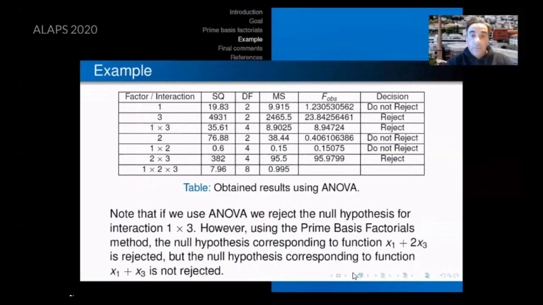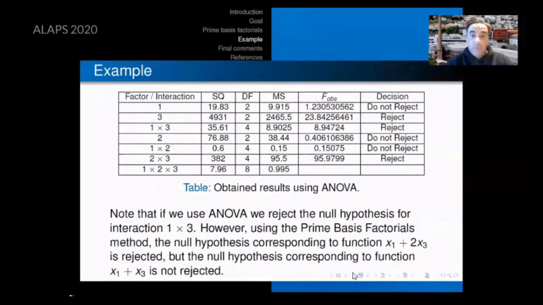Here we reject, but using the prime basis factorial method, the null hypothesis corresponding to function x1 plus 2x3 is rejected, as we saw, but the null hypothesis corresponding to function x1 plus x3 is not rejected.